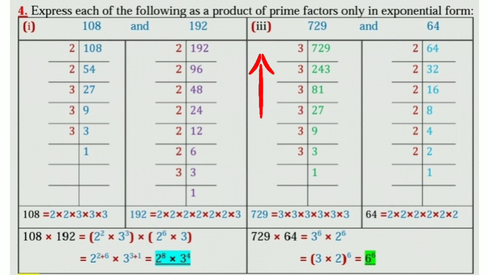Now let's find out the factors of 64. 64 divided by 2 gives 32. 32 divided by 2 gives 16. 16 divided by 2 gives 8. 8 divided by 2 gives 4. 4 divided by 2 gives 2, and 2 divided by 2 gives 1. Now the product of prime factors: 729 × 64 is equal to 3^6 × 2^6, which is equal to (3 × 2)^6, which is equal to 6^6. It's clear, everyone? Very good.